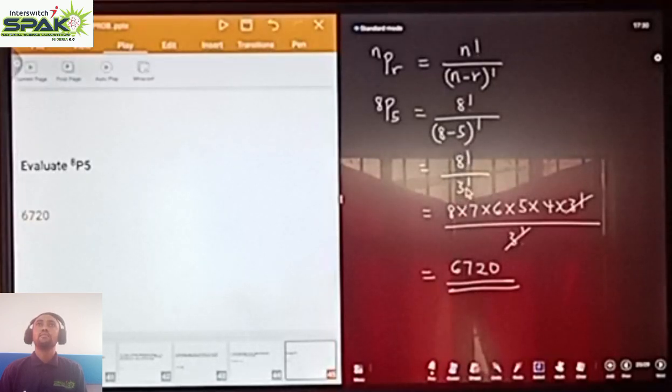which will give us 8 factorial over 3 factorial. When you reduce this, 3 factorial will cancel 3 factorial, then 8 times 7 times 6 times 5 times 4 will give us 6,720. So that is the value. So you can verify that.